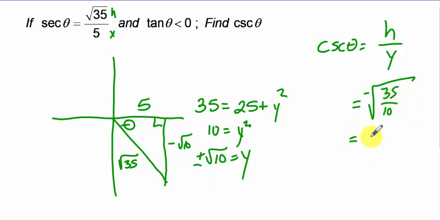Probably got to clean that up, so that's root 7 over root 5, and rationalize that. And I have root 35 over 5 as my solution.